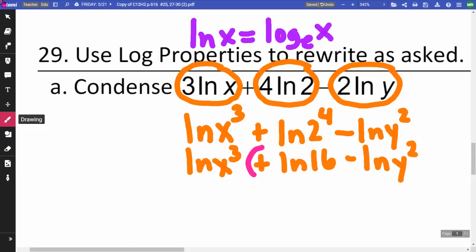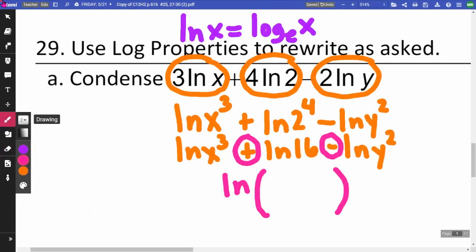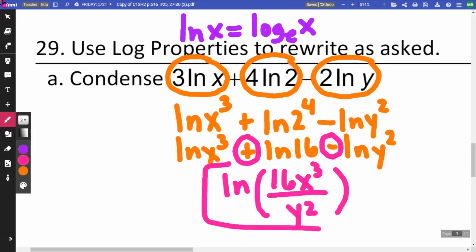Anytime I have a plus, it's going to be multiplying on top. Anytime I have a minus, it's going to be on the bottom. We're dividing by it, okay? So this is going to become the natural log of, and I'm going to have x to the 3 on top and my 16. So I'm going to write it like this: 16x to the 3rd, and then minus the ln of y squared. So the y squared is going to be on bottom. And that is our answer.